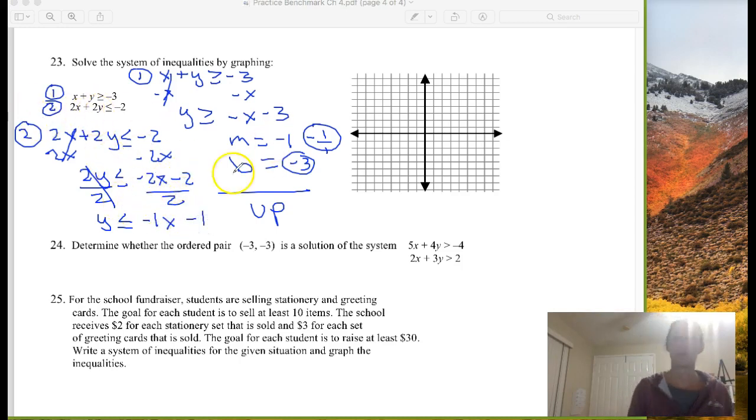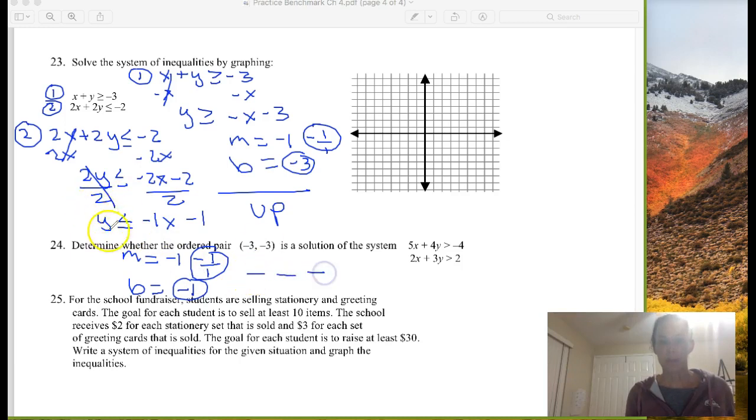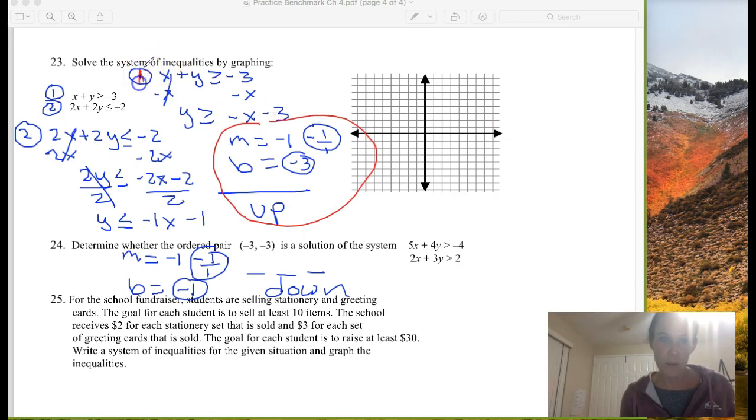So equation 2. My slope is negative 1, or negative 1 over 1. There's my slope. My y-intercept, or b, is negative 1. There's my y-intercept. y is less than or equal to, so I have a solid line. y is less than, so I shade down. Okay, so I'm just going to circle. Here's all the information to graph equation 1, which I'll do in red. And in green, here's all the information to graph equation 2.